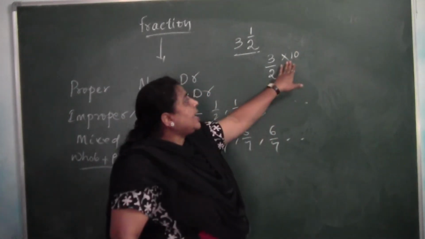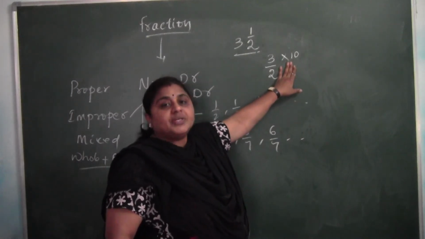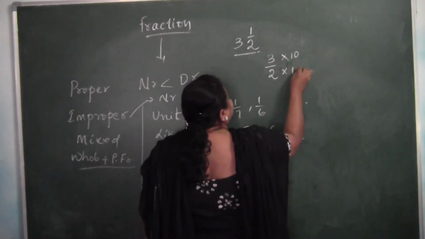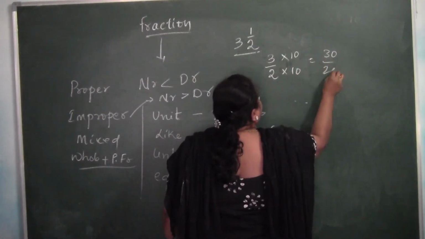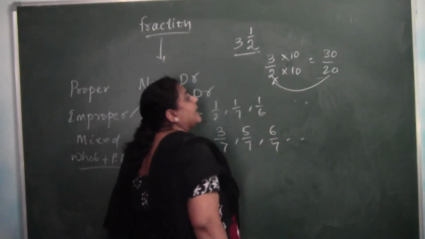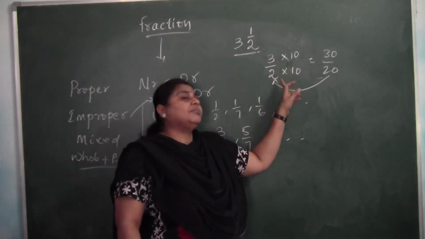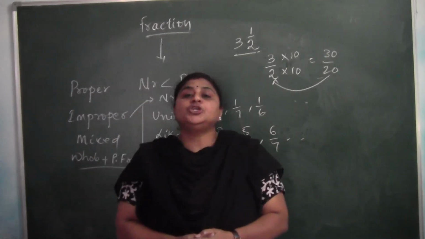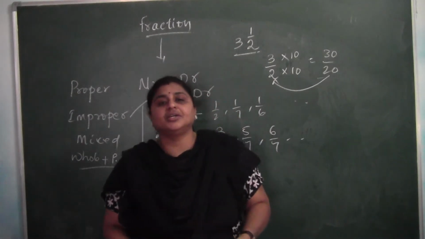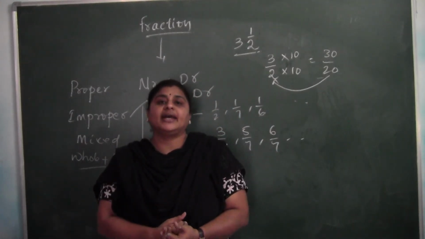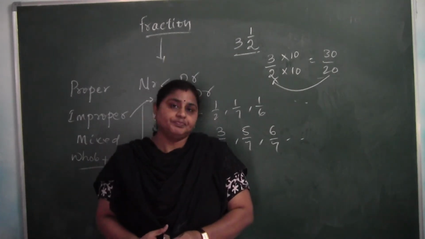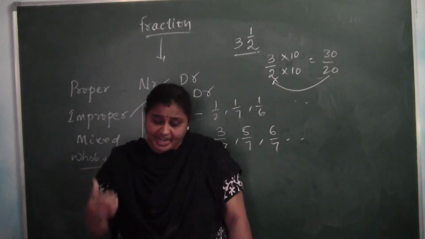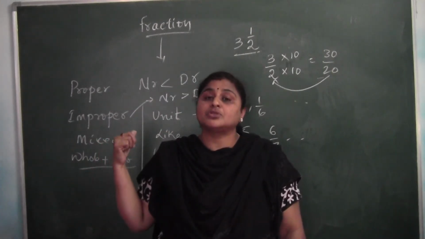So whatever the number I am multiplying with the numerator, the same I have to multiply with the denominator. So 3 into 10, 2 into 10: 30 by 20. So 30 by 20 is called the equivalent fraction of 3 by 2. Got it, children? So on multiplying and dividing the numerator and denominator of a fraction, the fraction you are getting is called an equivalent fraction. Okay, children? So this is the intro to your chapter on fractions, and these are the types of fractions.